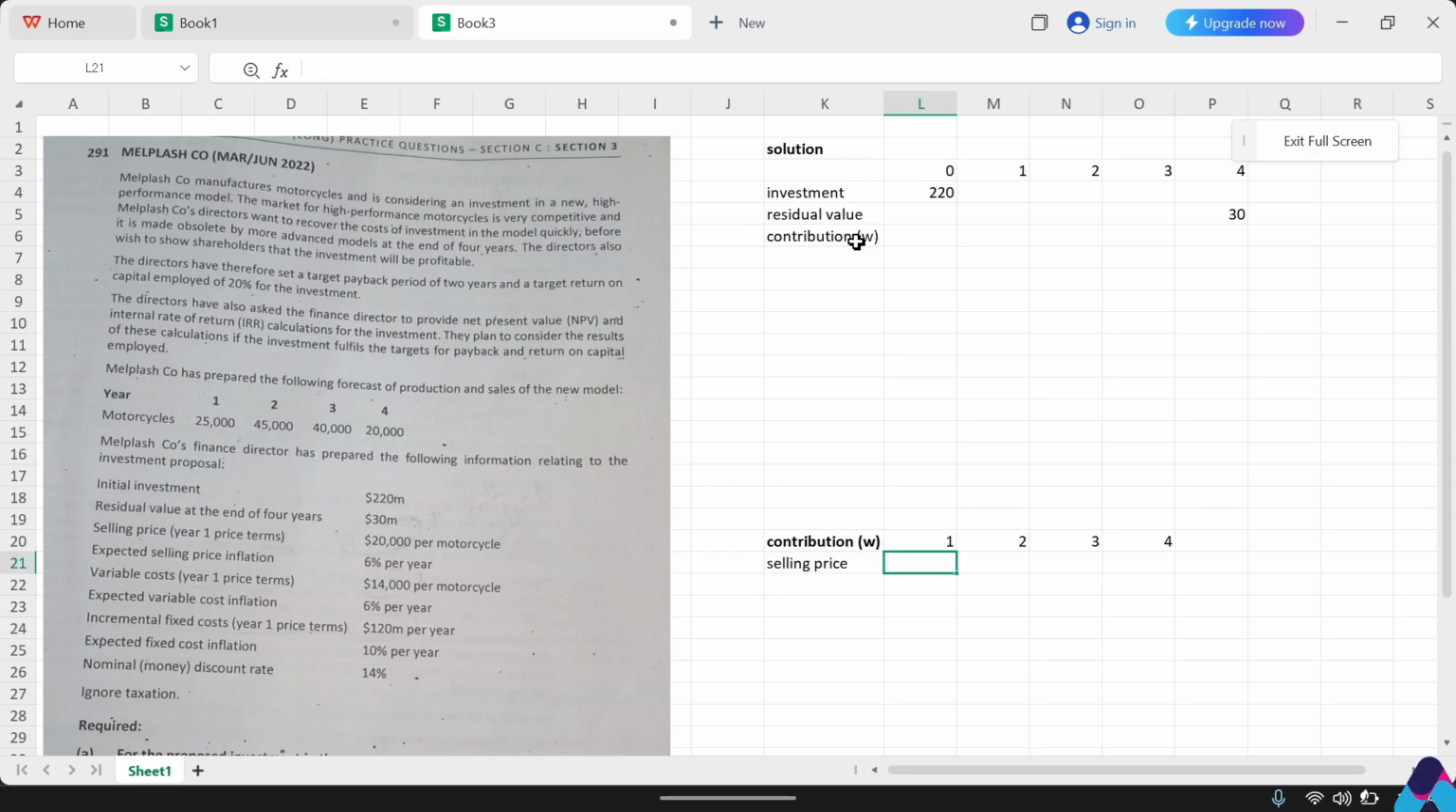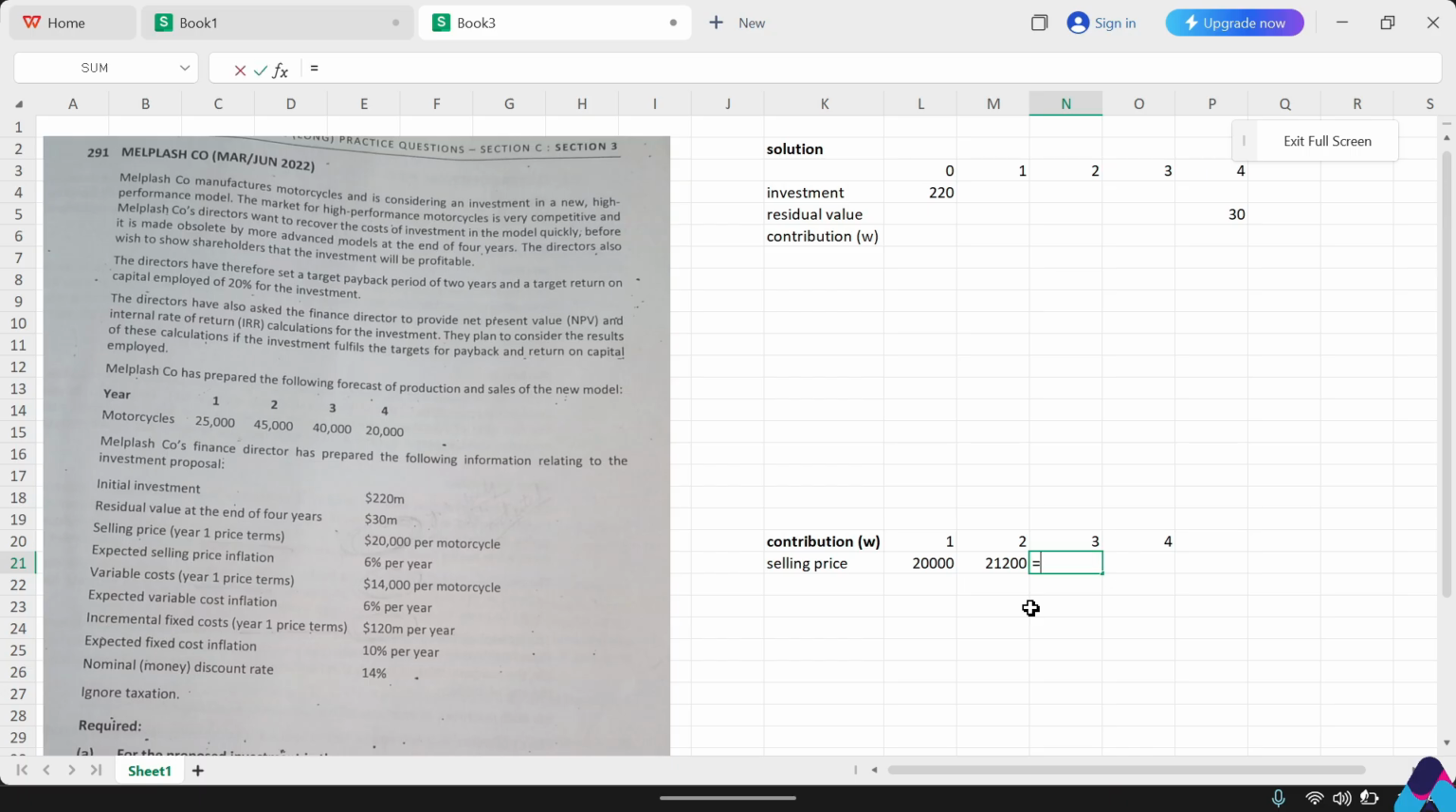Okay. So selling price, how much is it for year one? Like I said, for year one, you're just going to take the same value, which is 20,000. And from year two, you're going to adjust it for inflation. How do you adjust it for inflation? Just take the previous year selling price and multiply it by 106%, because right now it's 100% and it's going to increase by 6%. So our year two selling price is going to be 21,200.